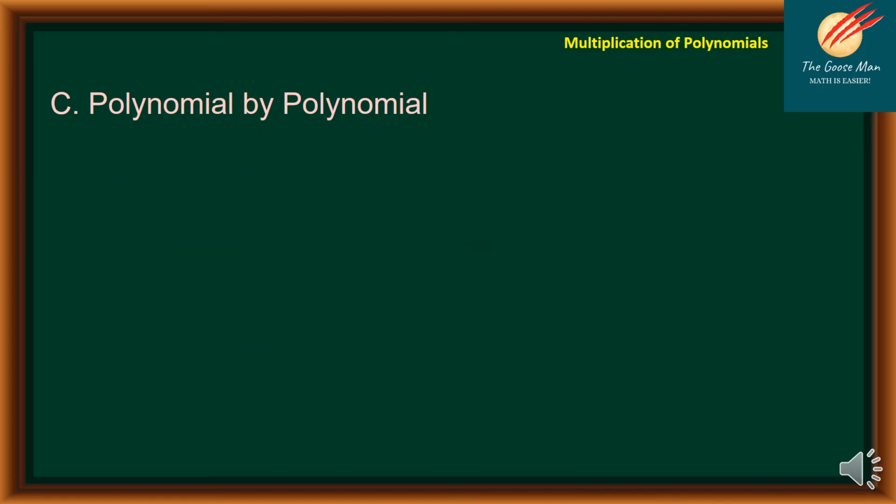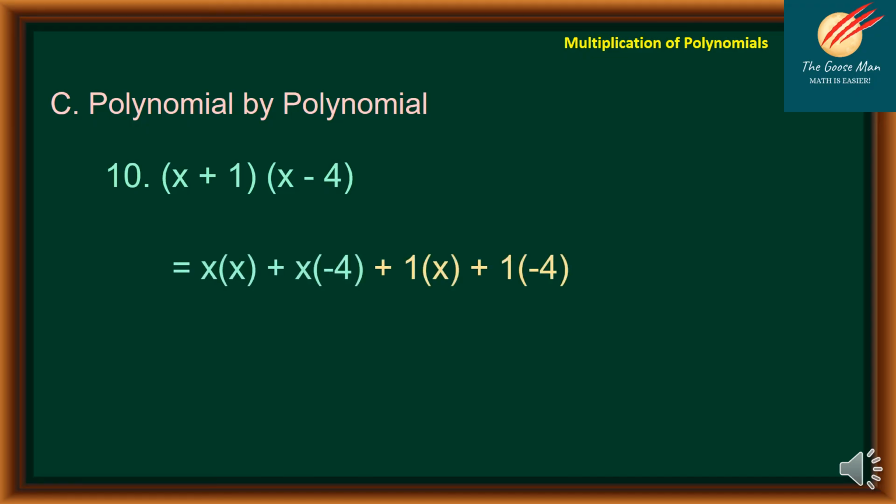Let's have another example for polynomial by polynomial. Say for instance, I have x plus 1 times x minus 4. Again, I'll distribute the variable x to x minus 4. So I have x times x, and then we have x times negative 4. Also, I'll distribute 1 times x and 1 times negative 4. Again, to simplify, x times x will result to x squared, while x times negative 4 is negative 4x. Then we have 1 times x is simply x. Then 1 times negative 4 is negative 4.